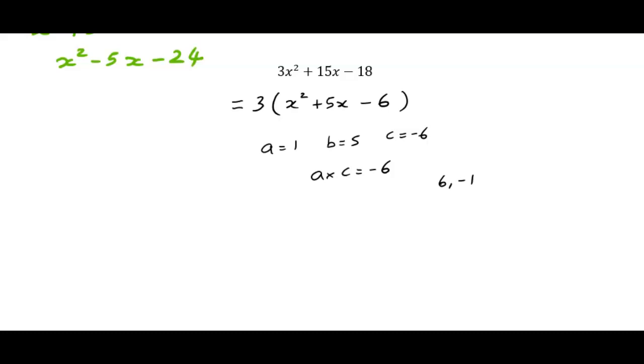So the expression is going to further factorize as, the 3 common factor which we've taken out is going to stay the way it is. Then we're going to have our two brackets, x plus 6 and x minus 1. And that completes the factorization of this particular question.